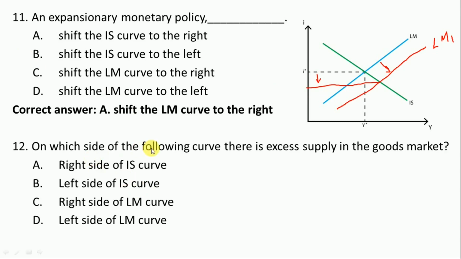On which of the following curves is there excess supply in the goods market? And the correct answer is A, that is right side of IS curve. It means right side of IS curve indicates there is excess supply in the goods market.